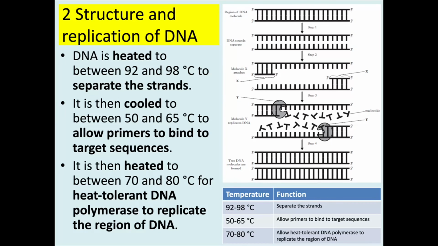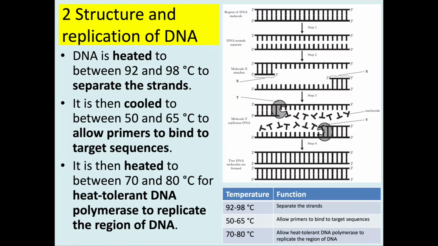Okay, so they heat the thermal cycle back up to between 70 and 80 degrees, and that will allow the heat-tolerant DNA polymerase, which, fun fact, comes from thermophilic bacteria in volcanic hot springs, and that then replicates the region of DNA, okay? So that heat-tolerant DNA polymerase will replicate the rest of that region of DNA, and we can see the finished product at the bottom here, where we have 2 DNA molecules formed when initially we just had 1, okay?